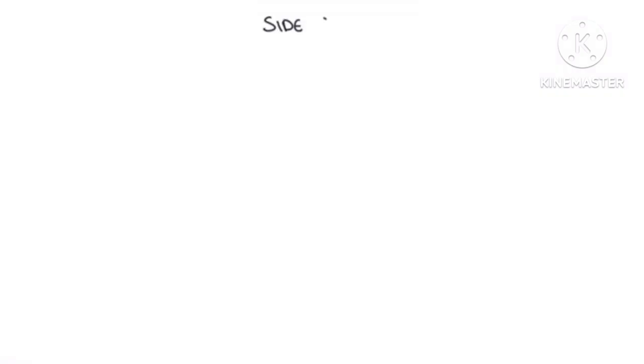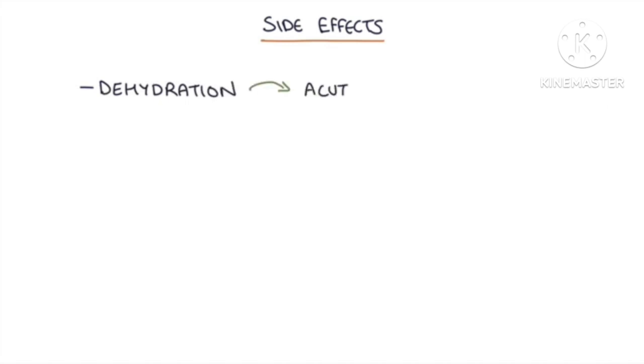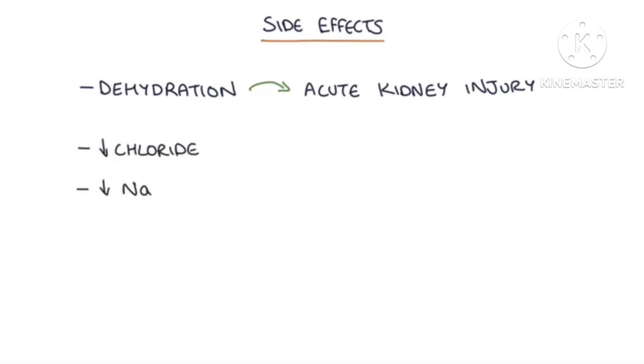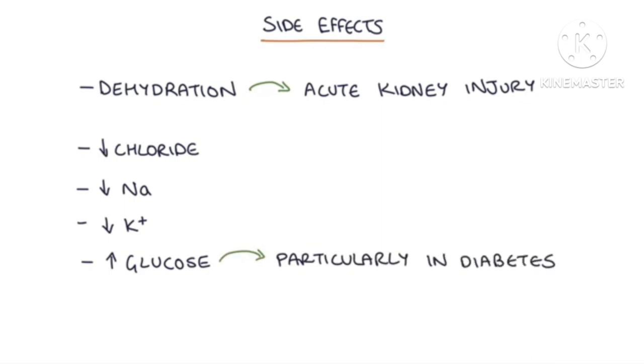There's a few notable side effects that we need to be aware of. Since thiazide diuretics result in further excretion of water and electrolytes, they can lead to dehydration and subsequently acute kidney injury. They can also lead to low chloride levels, low sodium levels, and low potassium levels. The loss of water can also cause a higher concentration of glucose, particularly in patients with diabetes.